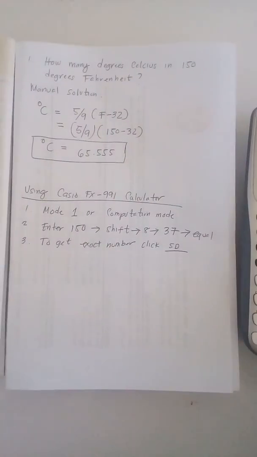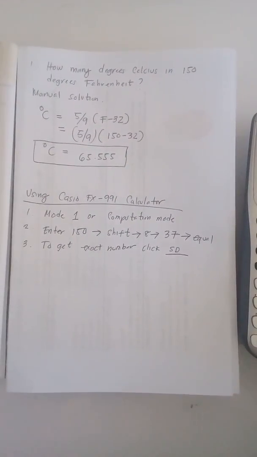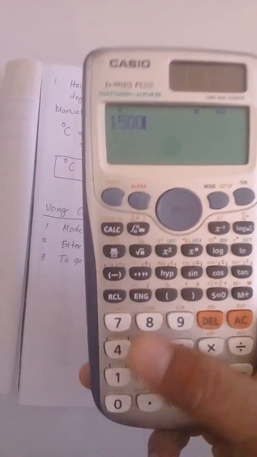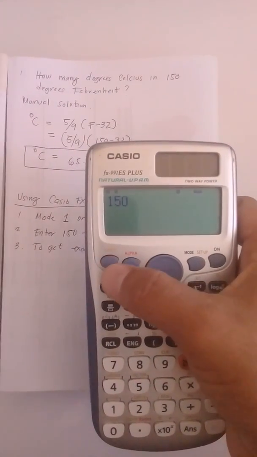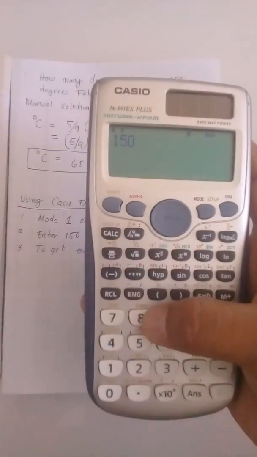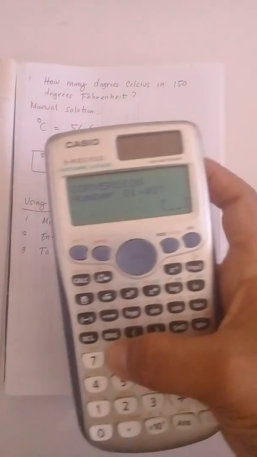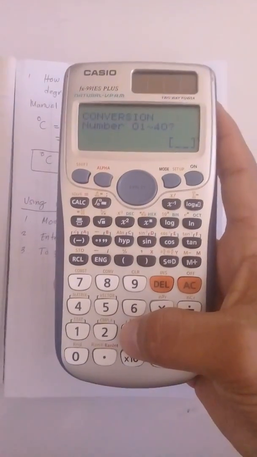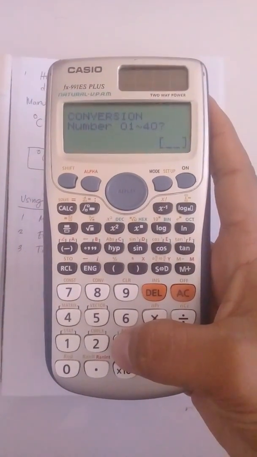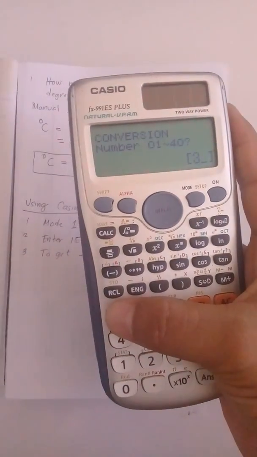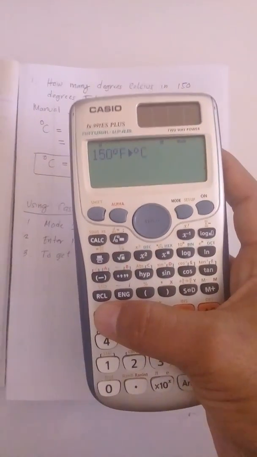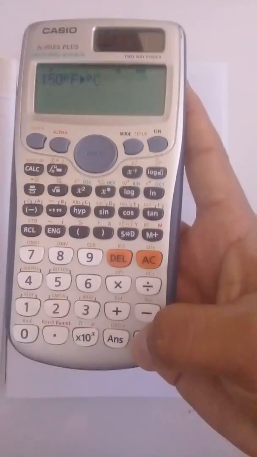Second, since the problem is to convert 150 degrees Fahrenheit, just enter 150. So that's it. Now, click shift, and then click 8, then 37. This 37 is for when you are going to convert degrees Fahrenheit to Celsius. The number 38 is for degrees Celsius to Fahrenheit.